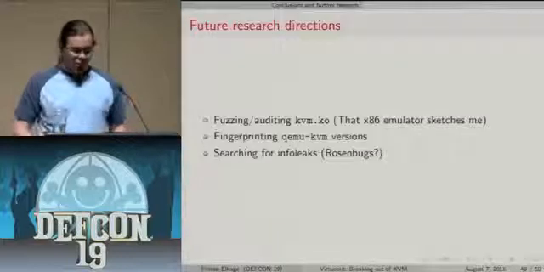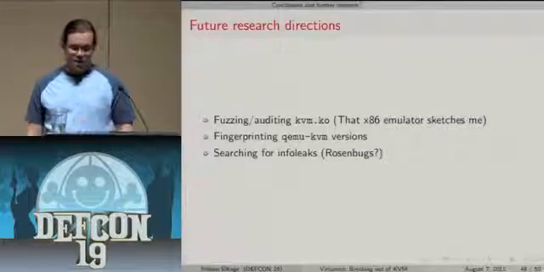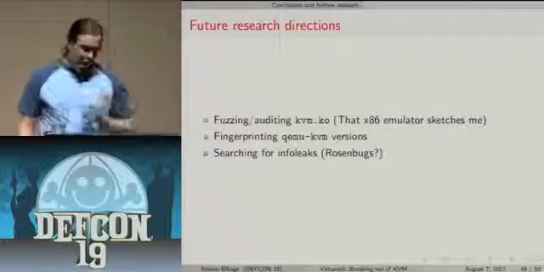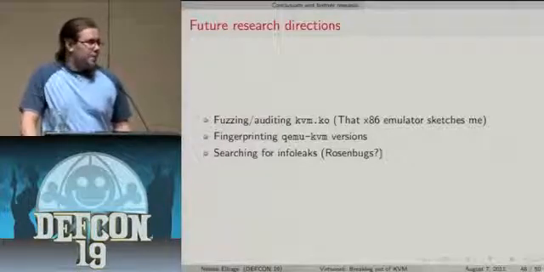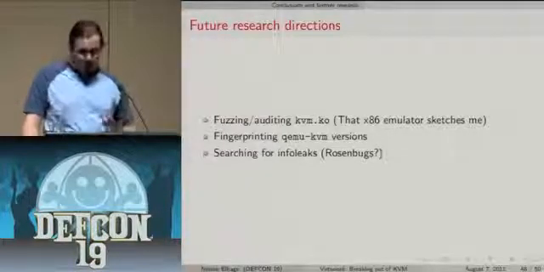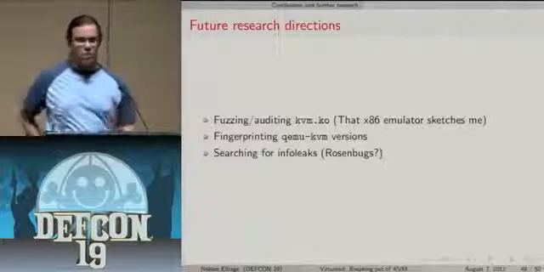Some future research directions from the offensive side. I want to go after kvm.ko. I'd like to see someone else look into it, because I think that there probably are bugs there, and we should understand those bugs and we should fix them.